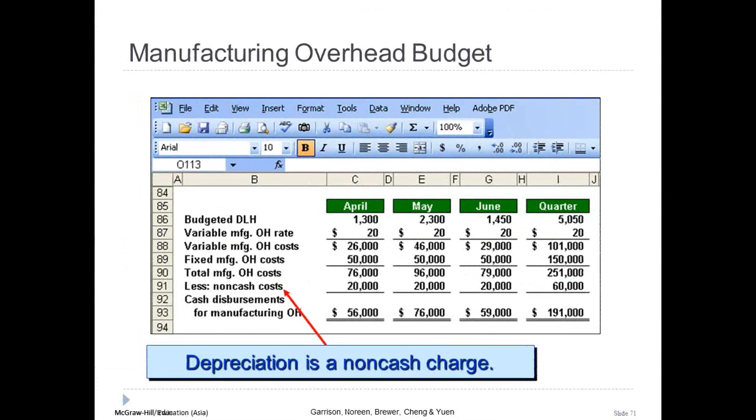The third step is to calculate the cash disbursements for manufacturing overhead by subtracting non-cash expenses from the total manufacturing overhead costs. When we subtract the non-cash overhead costs from the total manufacturing overhead costs, we get the cash paid for overhead costs. We will use this cash overhead amount in our cash budget. In our example, $20,000 of depreciation is deducted from each month's total overhead costs to arrive at cash disbursements for manufacturing overhead.